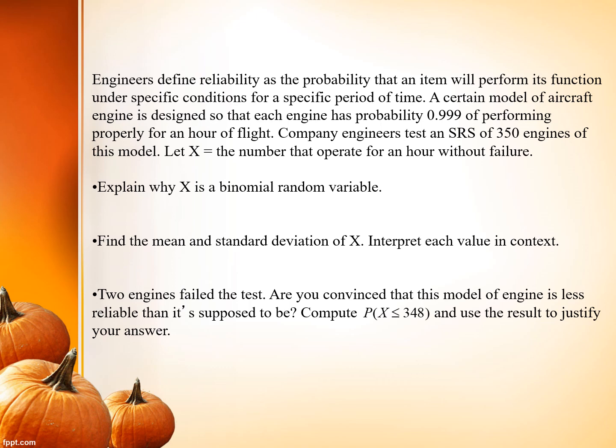Let's look at independent. If one engine operates, it shouldn't affect the other engine. So technically each engine should be independent of each other and shouldn't depend on whether or not the other one works. So we're there. Number of trials: we're looking at 350 engines, so we have a set number, so we're there. And then is the probability of success the same? Yes, it's 0.999. So we know that this is a binomial setting where n is 350 and p is 0.999.